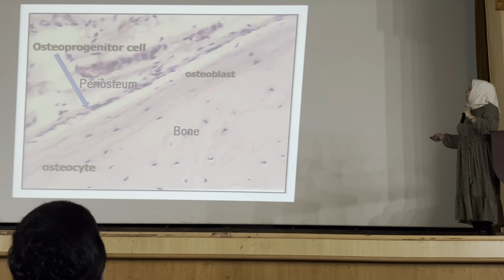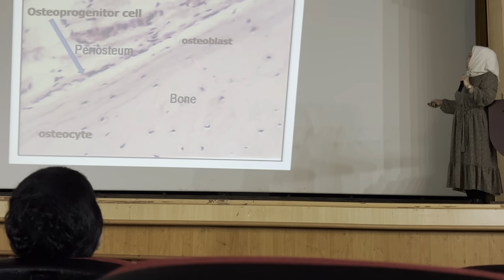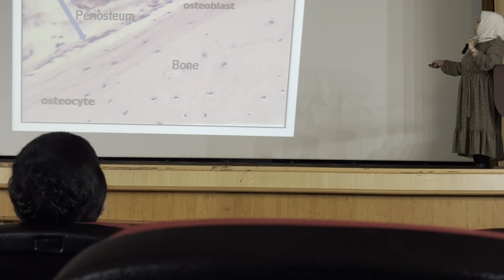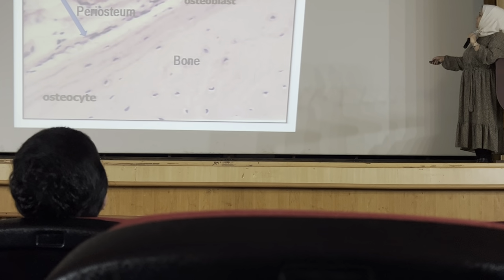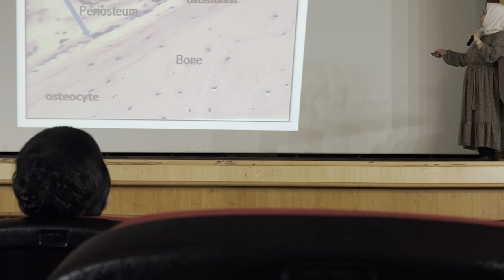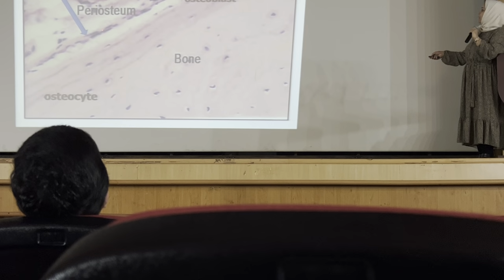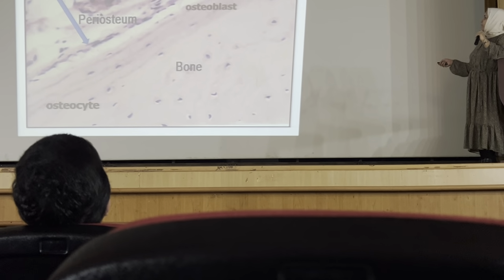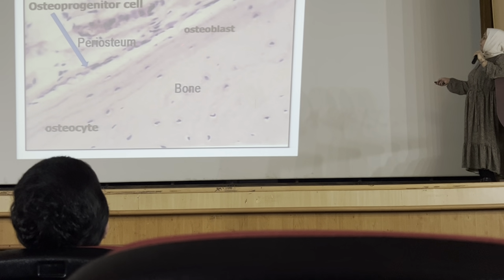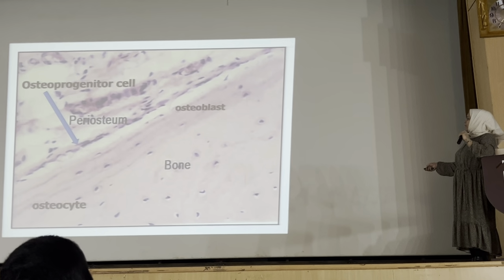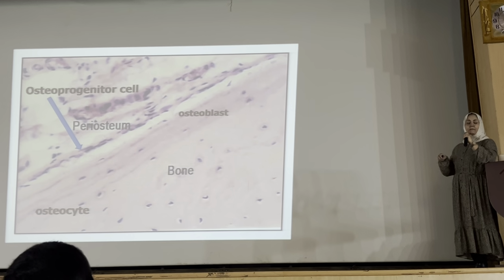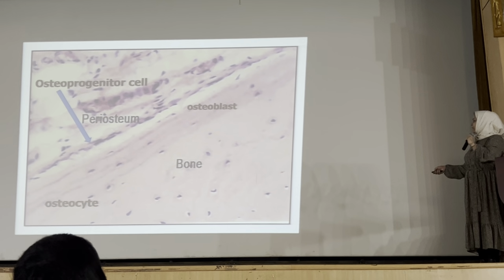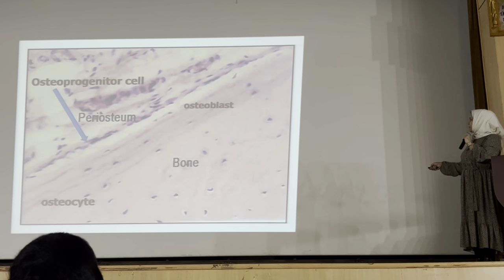As you see here, this is a piece of bone under microscope. It is covered by a layer of connective tissue called periosteum. On its inner surface, it contains osteoprogenitor cells. Once they divide and differentiate into osteoblasts, osteoblasts are always found at the periphery of the bone, while in the innermost part of the bone osteocytes are found, which are trapped in these spaces.